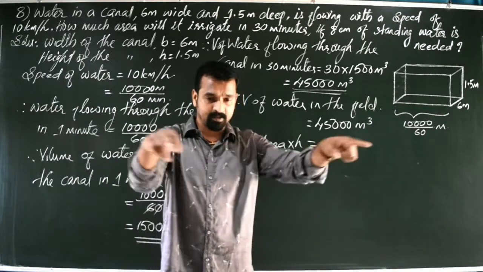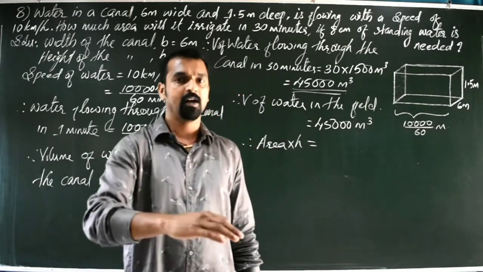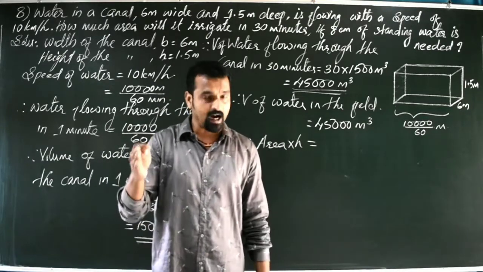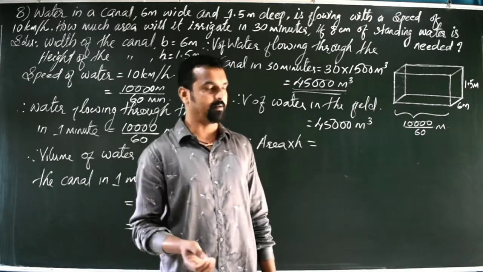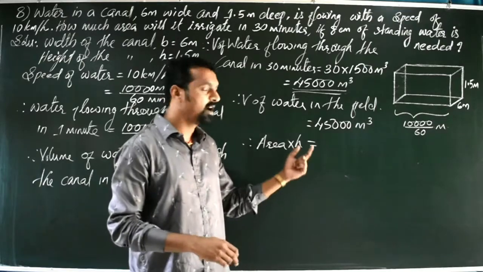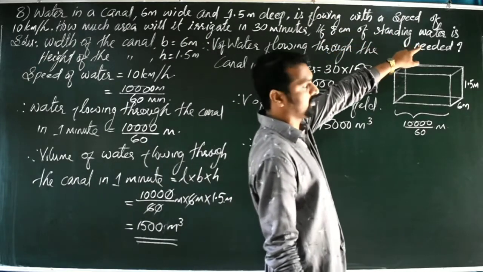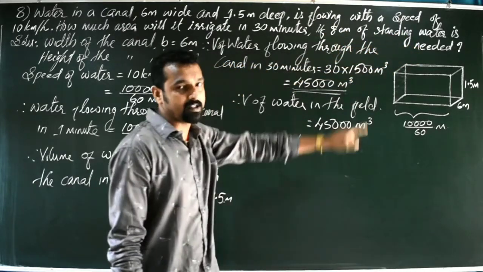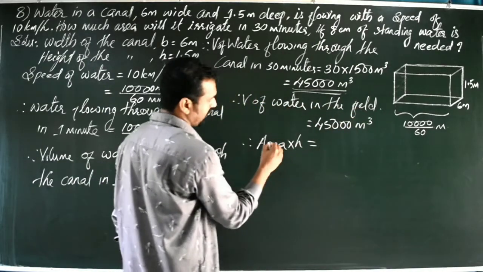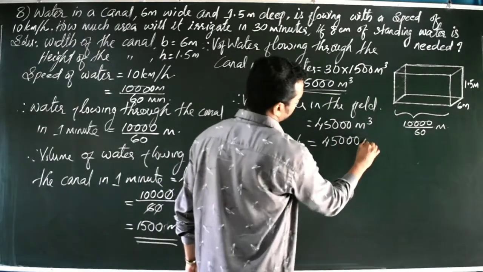Just imagine that it is in the form of a rectangle, and there we are flowing this water, or we are irrigating that field, then how much area is there, into height, that is the volume of water in the field. So volume of water in the field is equal to area of that field into height of the water. Height of the water already it is given in the question. 8 centimeter of standing water is needed to irrigate that field. So that is the height of the water in the field. So volume of water in the field is area of the field into height is equal to 45,000 meter cube.